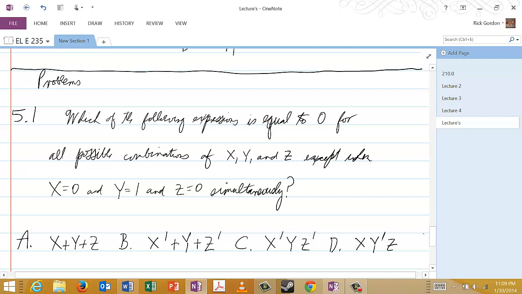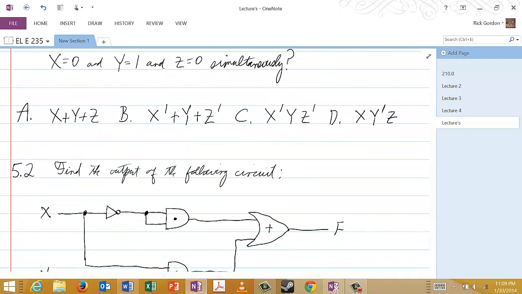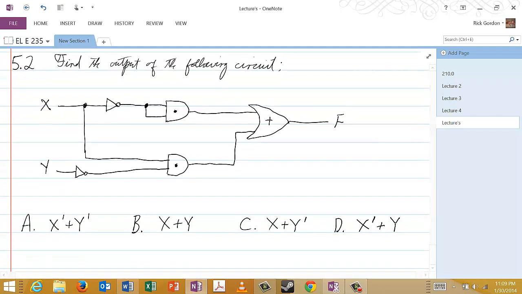That's problem 5.1. And then in problem 5.2, we have a simple circuit, and you're supposed to find the output. Either A or B or C or D represents the output of this circuit. You determine which one is correct. And that concludes lecture 5.